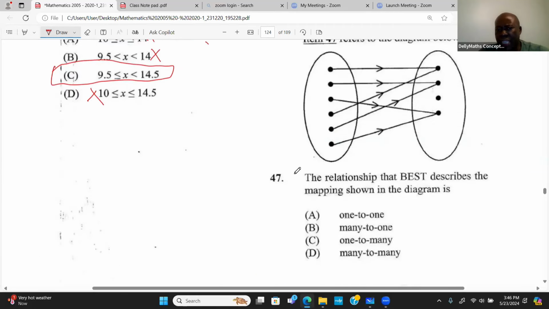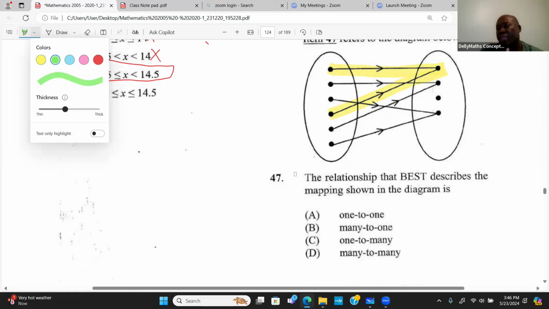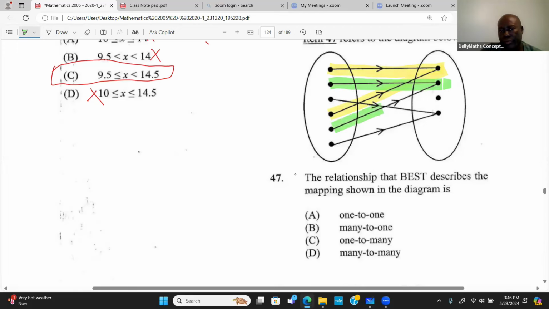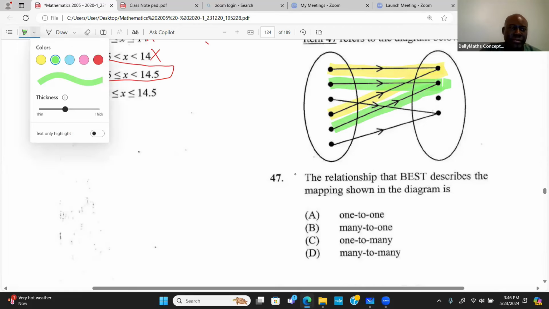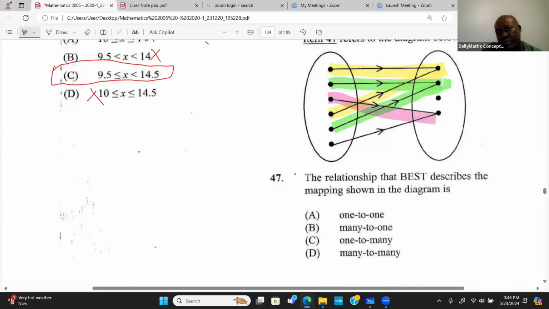Item 47. It says the relationship that best describes the mapping shown in the diagram is what? Well, it's going to be many to one. And the reason why I'm suggesting that, I'm just going to color code the idea. If you notice, we're seeing two things going there. When it's more than one thing going to another thing, we call that many. Anything more than one is many. So take a look. And lastly, take a look. So you're seeing where many going to one. That's the idea here. Many to one, the answer is B.